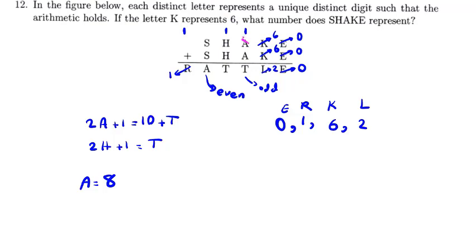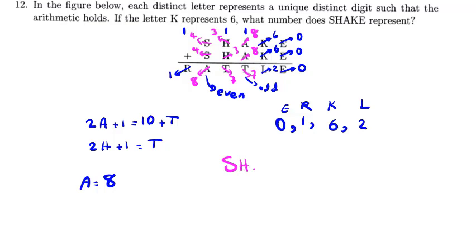Let me write this part. It is 8. Let me write a little better. This one is 8. So 8 plus 8, 16 plus 1, 17. So T is 7. And here is 7. 2H plus 1 is T. So H is 3. This is 3. Here we have 8. So S is what? Is 4. We found all the digits.